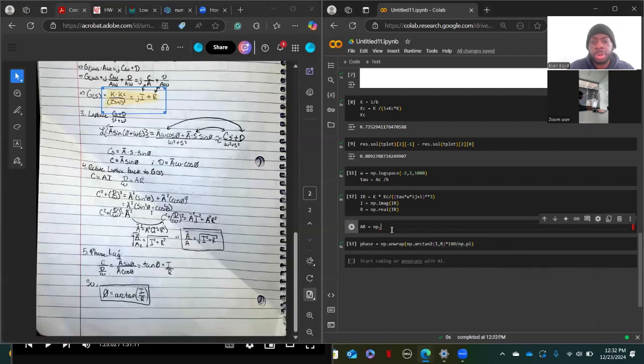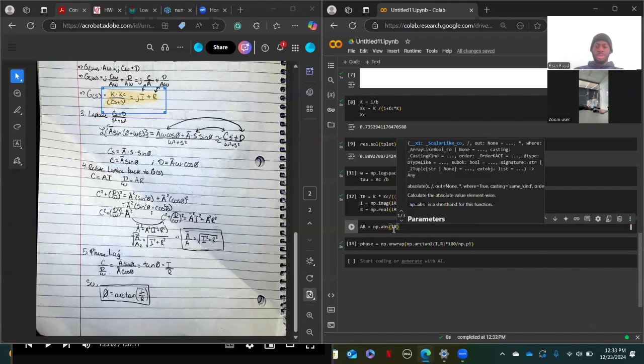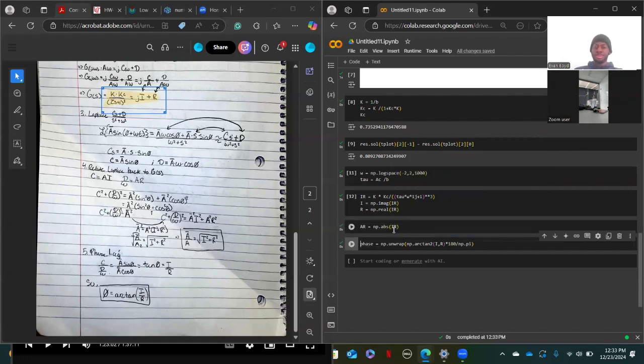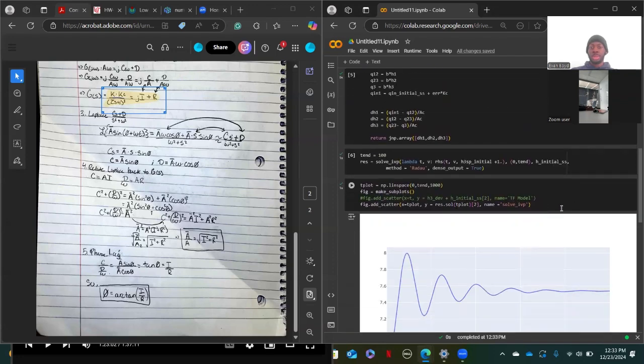And then our AR, I want to say it's np.absolute of IR. That sounds right. I think that's right. We can check it. We can plot this out actually. That's all we need for the first part. It's pretty simple code. So let me just take this.